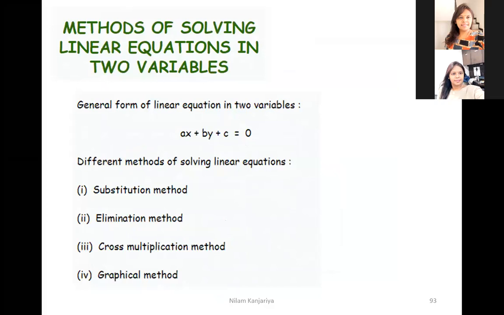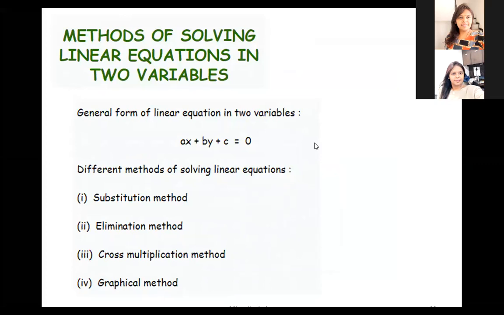So students, in the last lecture we discussed the methods related to the linear equation of two variables. This is the linear equation of two variables on your screen. There are four methods to solve it. The first is the substitution method. The second is elimination, then cross multiplication, and the graphical method.